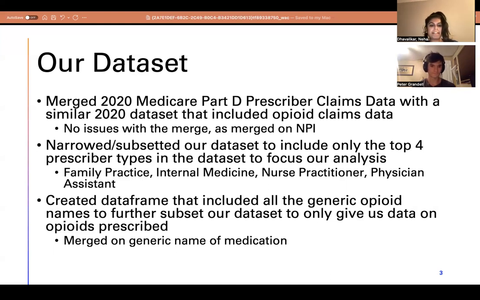We then created a data frame that included all the generic opioid names to further subset our data set so that we could only focus on opioids that were being prescribed. And we merged those tables on the generic names of the medication.